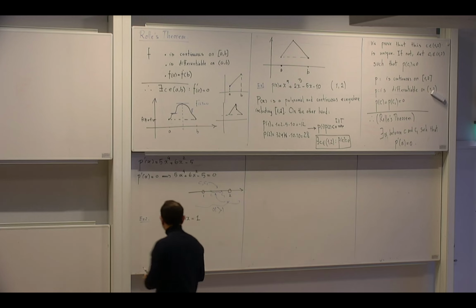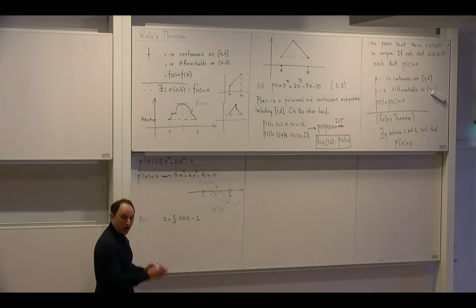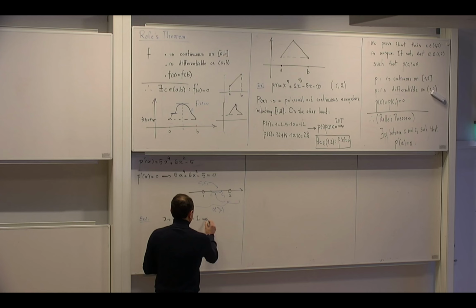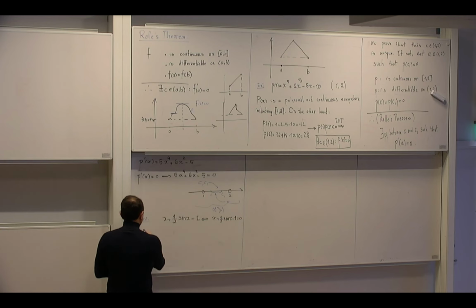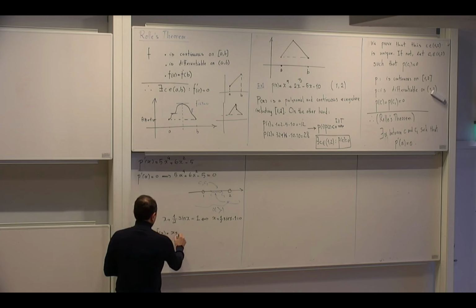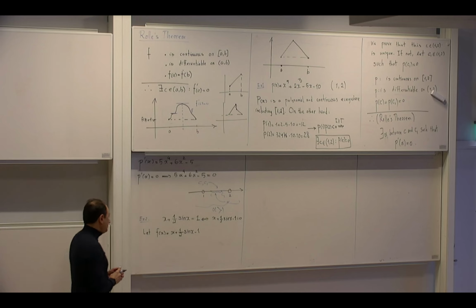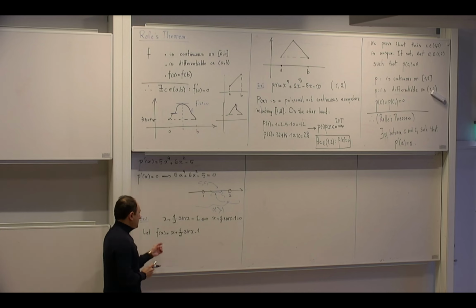So this equation is equivalent to saying that x plus 1/2 sine x minus 1 equals 0. Okay, so then I would say let f of x be equal to x plus 1 over 2 sine x minus 1. So first, you want to use the intermediate value theorem, so you need continuity.